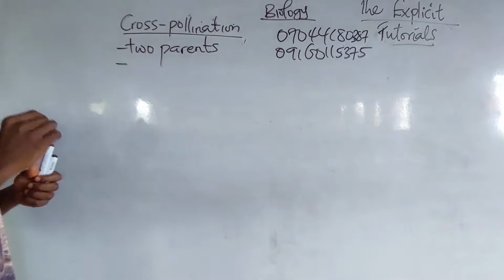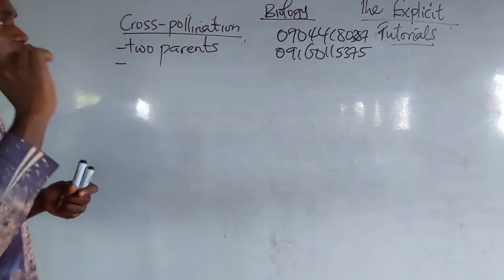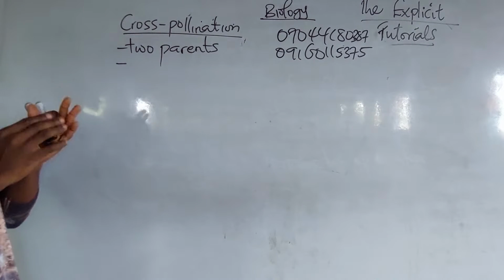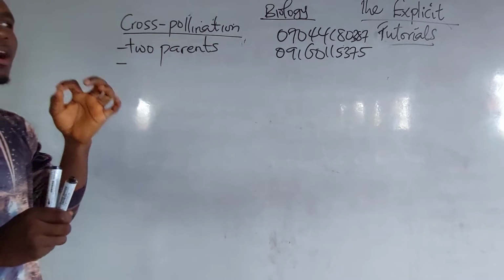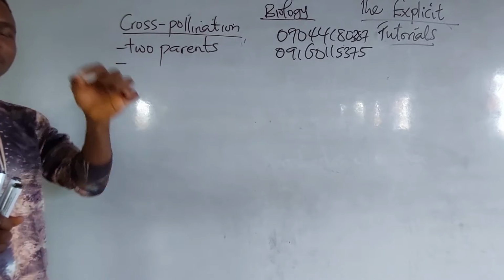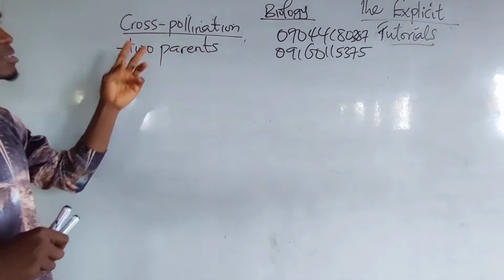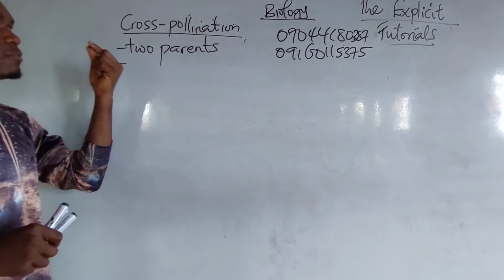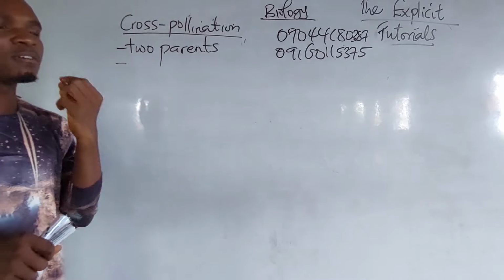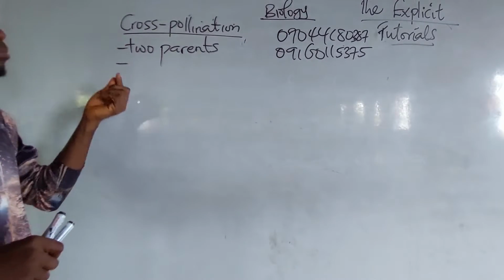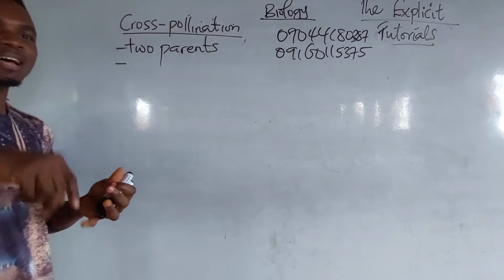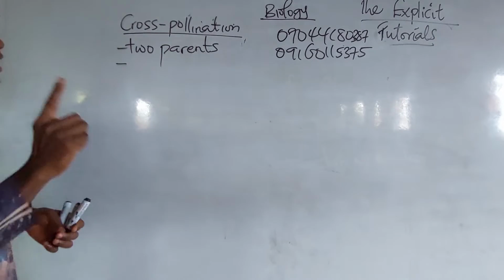It means the transfer of mature pollen grains from the anther of a flower to the mature stigma of another flower. Please, the key word there is another, since it involves two parents. It involves the transfer of mature pollen grains from the anther of a flower to the mature stigma of another flower. Please take note of that.